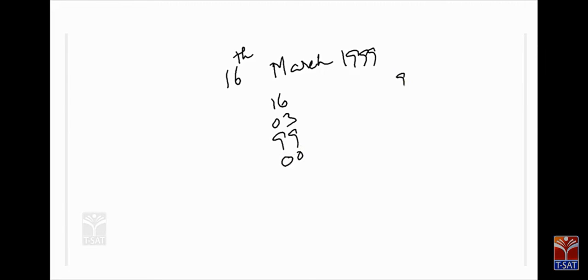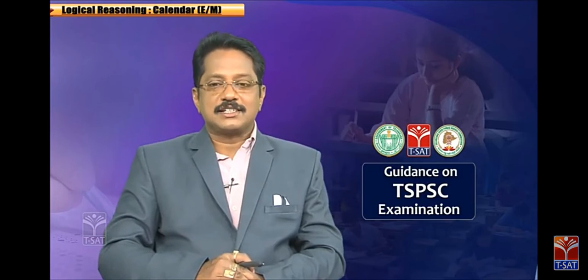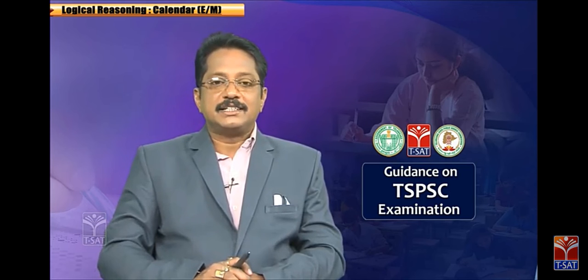And how many leap years are there here? 1999 divided by 4: 99 divided by 4, 4 times 2 is 8, 19, 4 times 4 is 16, 3 is the remainder, so the quotient is 24. You will add 24 as the quotient. Add all these: 16 plus 3 is 19, 19 plus 0, plus 99 and 24, total 142. Divide by 7, the remainder is 2. Of course, the same as the previous question, the remainder we have got is 2, that is a Tuesday, meaning 16th March 1999 is also a Tuesday. Okay.